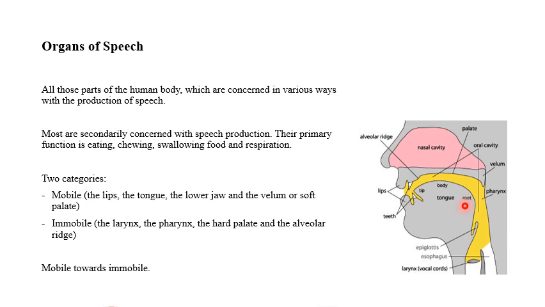Okay, so now the second group is immobile organs. Immobile organs are passive organs, organs that don't move, and these organs include the larynx, the pharynx, the hard palate, and the alveolar ridge. Okay, the larynx lies here, and this is the pharynx. Here lies the hard palate, and we have the alveolar ridge, the part that is just behind your teeth. It's also important to note that when we make sounds or when we produce speech, mobile organs usually move towards the immobile ones.